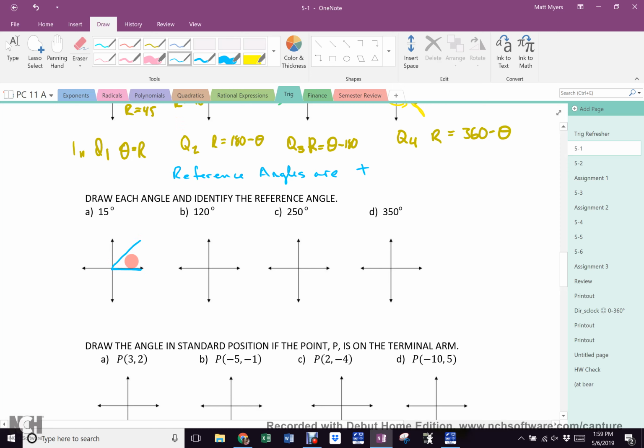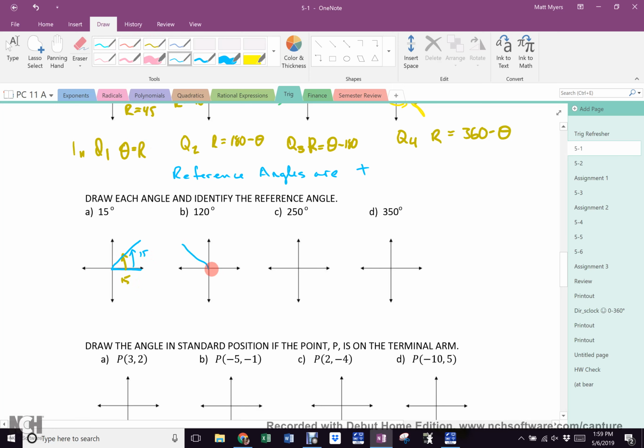Okay, the nearest x-axis is 0. That's 15. Is it in the first quadrant? Yes. And in the first quadrant, reference angle is what to theta? In quadrant 1, theta equals reference. Why do you think I wrote it? Because that's what it is. So what's the reference angle here? 15.